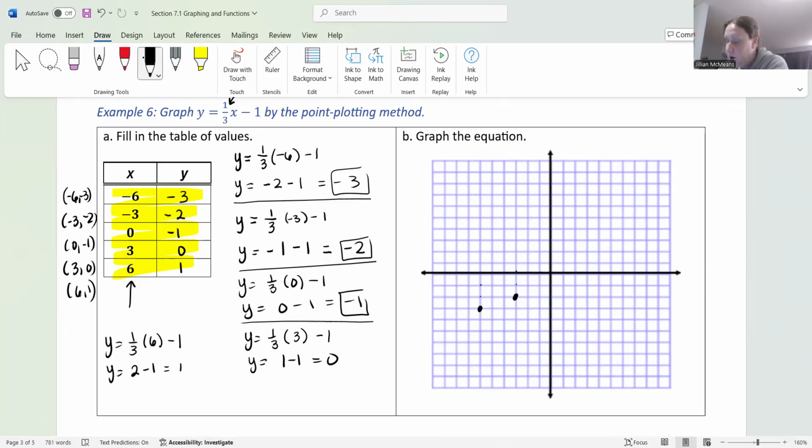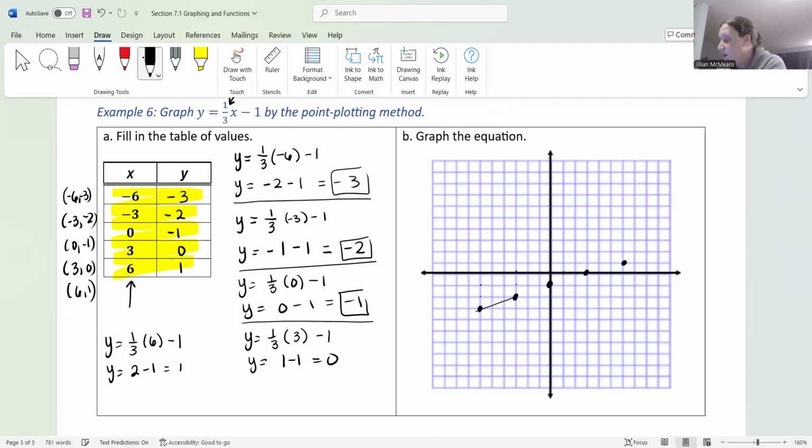And then I'm going to go 0, -1. So I don't go left or right, but I do go down 1. And then back to the origin. And I'm going to go 1, 2, 3 to the right and then stay there. And then finally 6, 1, back to the origin. I go to the right 1, 2, 3, 4, 5, 6, up 1.